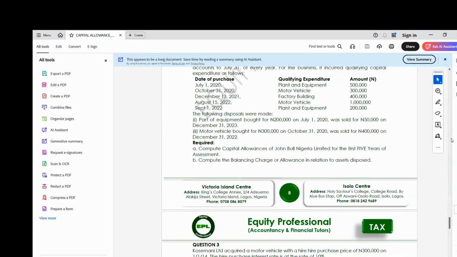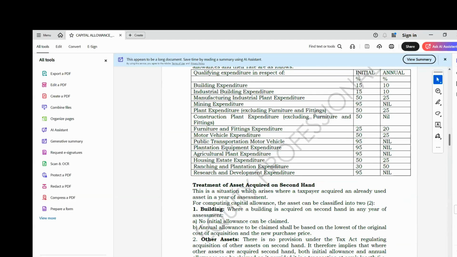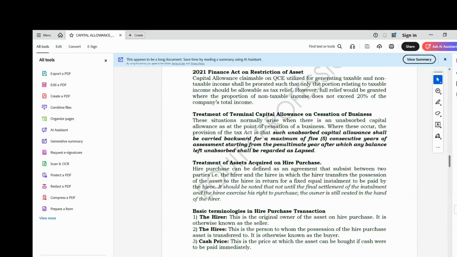Then the next one we are looking at is what happens when the asset is acquired on hire purchase. When you acquire an asset on hire purchase, there is also a provision that, because you are not going to pay for that asset at once, you are going to pay on an installment basis, which will be spread over various years. The government is also telling you that they are not going to grant you the capital allowance at once.